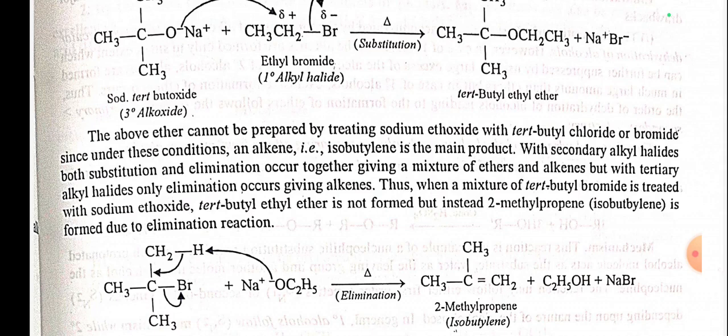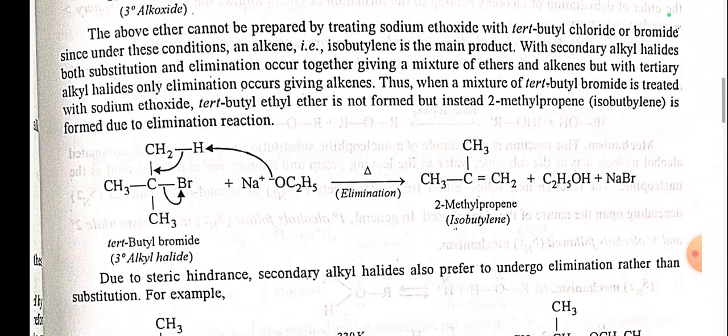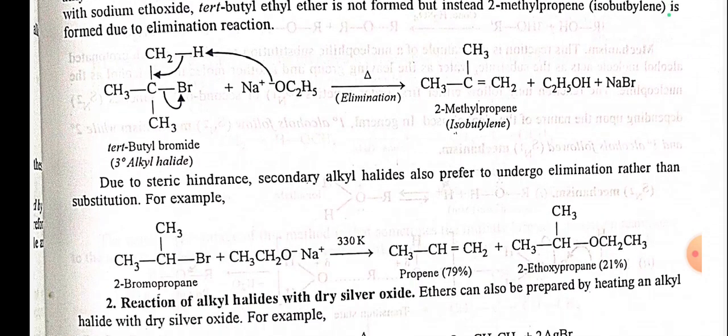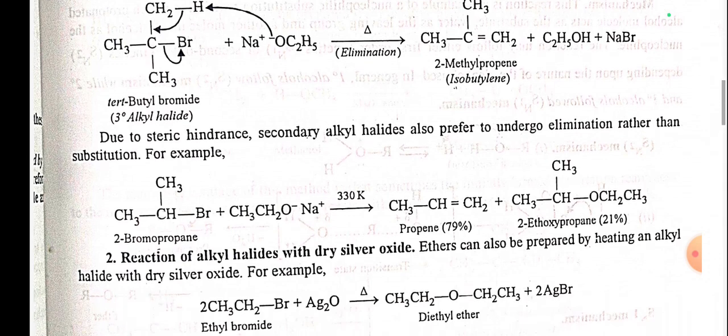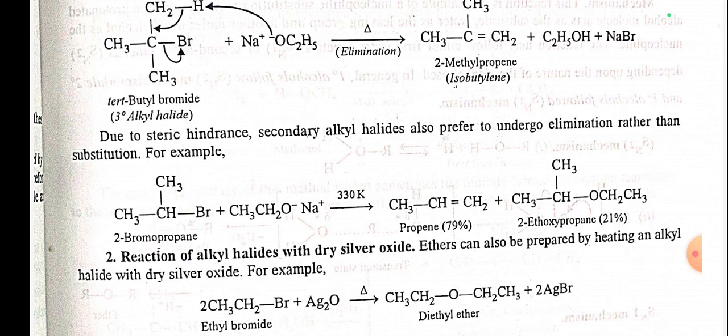With the secondary alkyl halides both substitution and elimination occur, giving a mixture of ethers and alkenes, but with tertiary alkyl halides only elimination occurs giving alkenes. Thus, when tert-butyl bromide is treated with sodium methoxide, tert-butyl methyl ether is not formed, but instead 2-methylpropene isobutylene is formed due to elimination reaction. Due to steric hindrance, secondary alkyl halides also prefer to undergo elimination rather than substitution. For example, 2-bromopropane plus CH3CH2O negative Na positive at 330 Kelvin gives propene 79% and 2-ethoxypropane 21%.